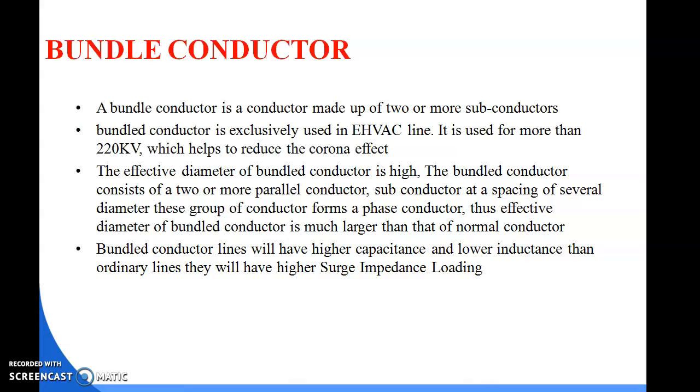What is a bundle conductor? Have you seen a bundle conductor? A bundle conductor is a conductor made up of two or more subconductors. It is exclusively used in EHV-AC, extra high voltage AC lines, for more than 220 kV, which helps to reduce the corona effect. That means the bundle conductor is used to reduce the corona effect.